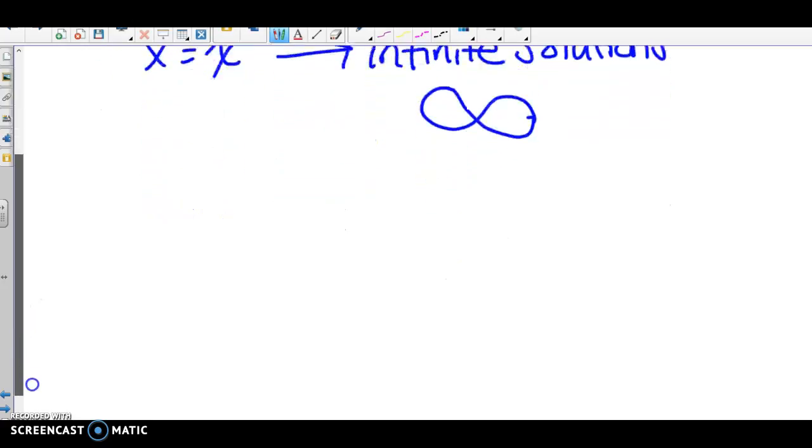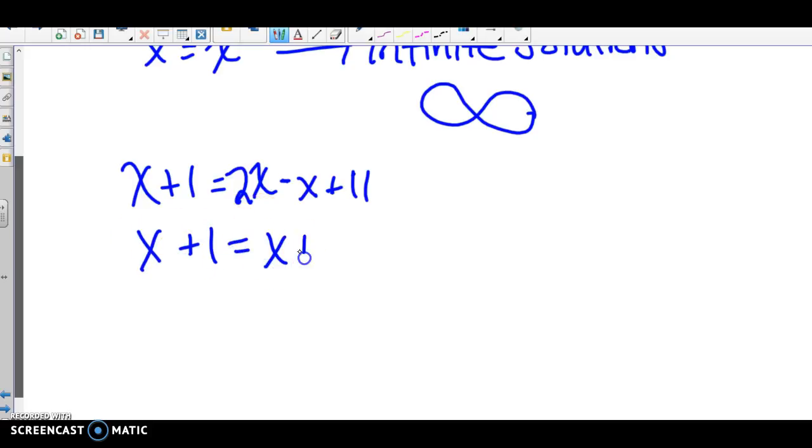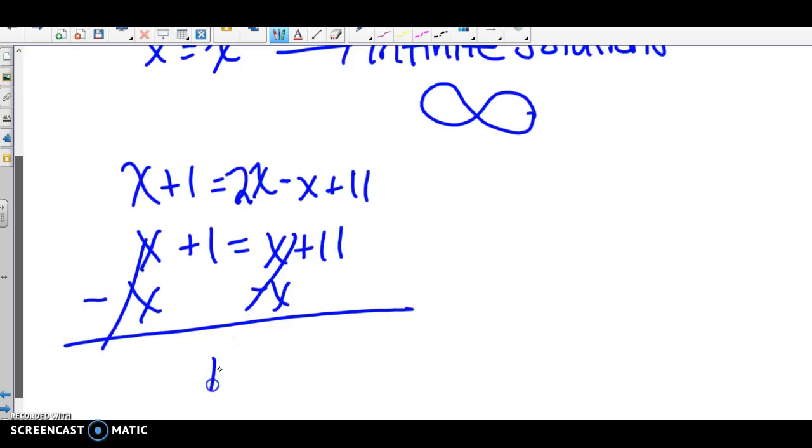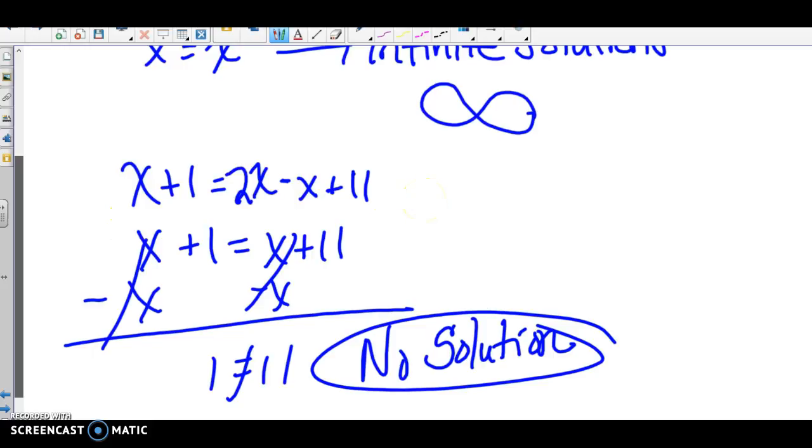And if you remember, we also had a no solution, and that happens when you have something like x plus 1 equals x minus, or my stylus slowed down here, 2x minus x plus 1 plus 11. So we go ahead and solve this by combining like terms. We get x plus 11. We subtract x from both sides. Those cancel. We get 1 equals 11. And we know that 1 does not equal 11. So we say that's no solution. That means there's no value for x that when you plug it in, this equation will be true.